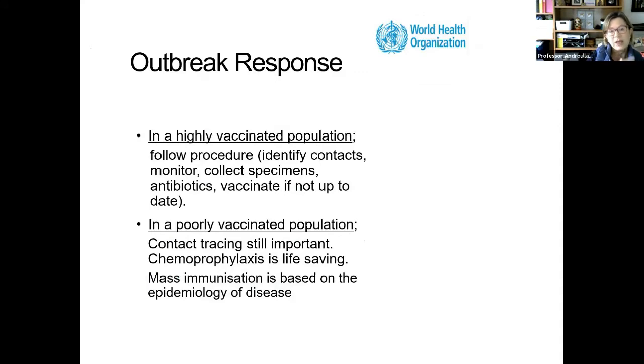So in an outbreak response, in a highly vaccinated population, we normally follow the procedure that I just described. You identify contacts, you monitor the contacts, you collect specimens, give antibiotics, and vaccinate if the vaccination is not up to date. In a poorly vaccinated population, again, contact tracing is still very important. Antibiotics are absolutely life-saving. And mass immunization should be considered, which is based on the epidemiology of the disease.